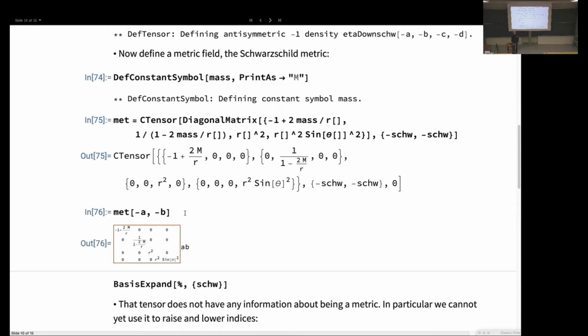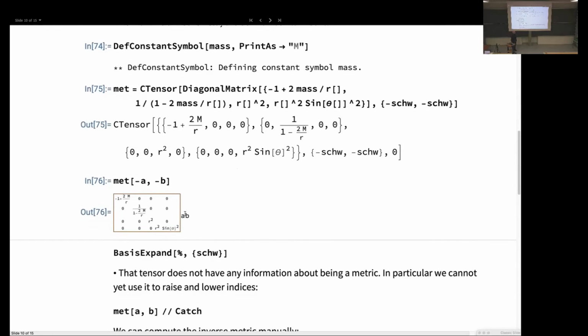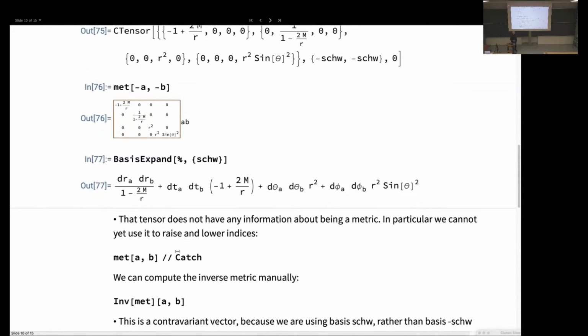So that's the metric now with indices. As usual, we can expand it into bases, right? And now notice that we don't get the E with zeros and ones as before, because I instructed that I want the vectors typeset as differentials and partials.